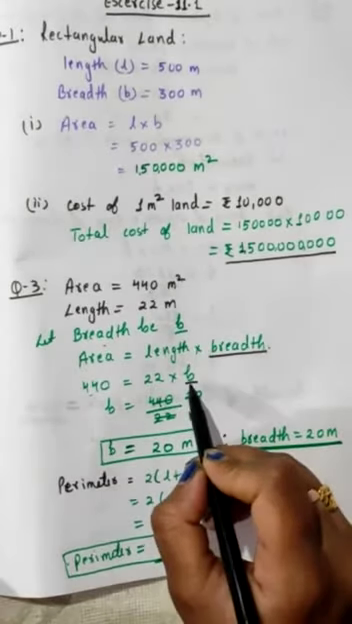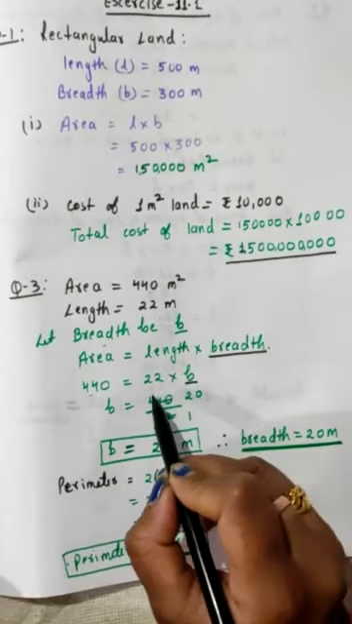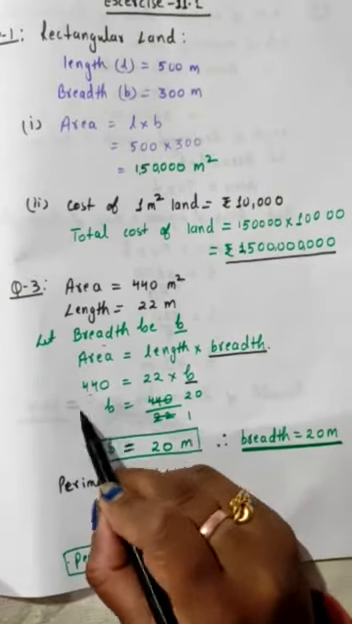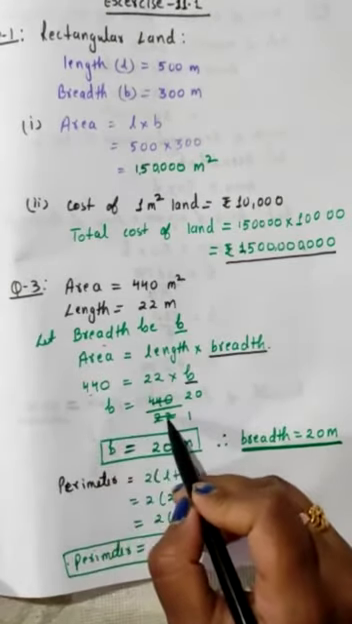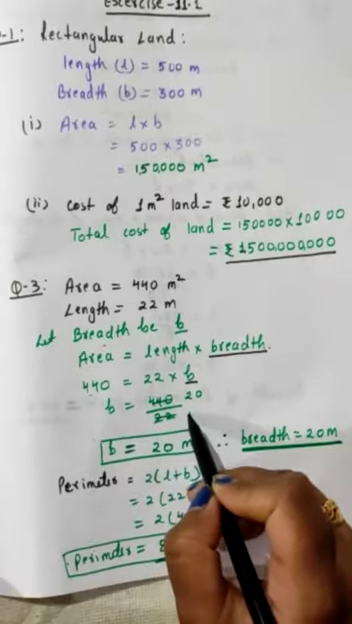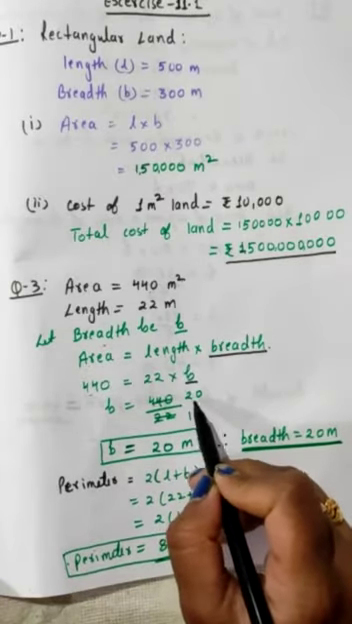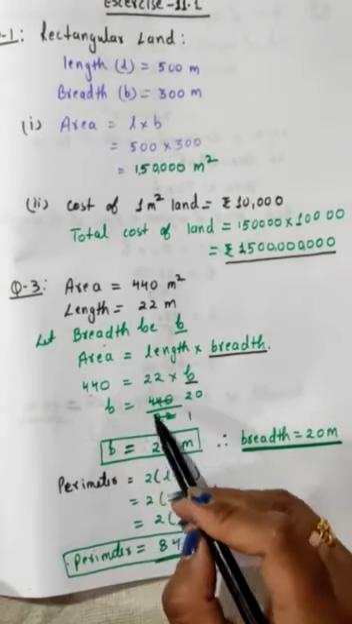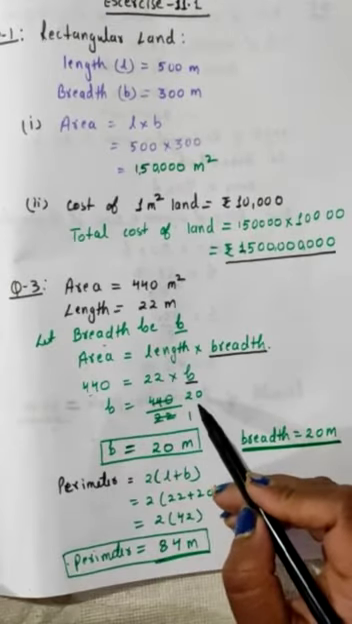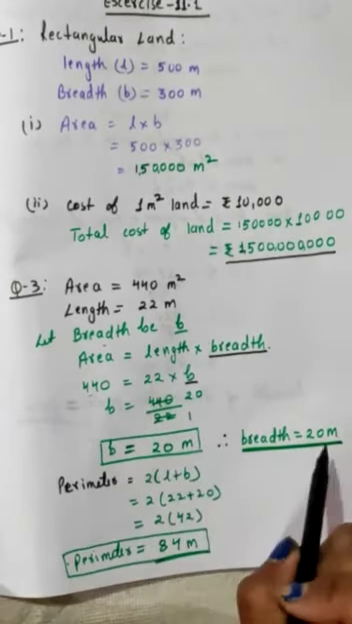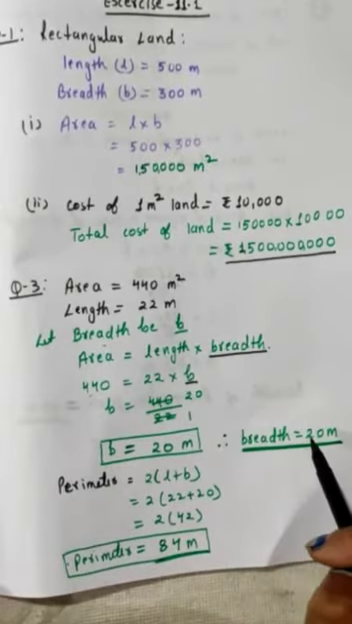Now if you want to find out the value of B, this 22 will go to this side, divided by: 440 divided by 22. So 22 ones are 22 and 22 twos are 44 and 1 zero. So breadth is 20 meters. The breadth of the rectangular plot is 20 meter.